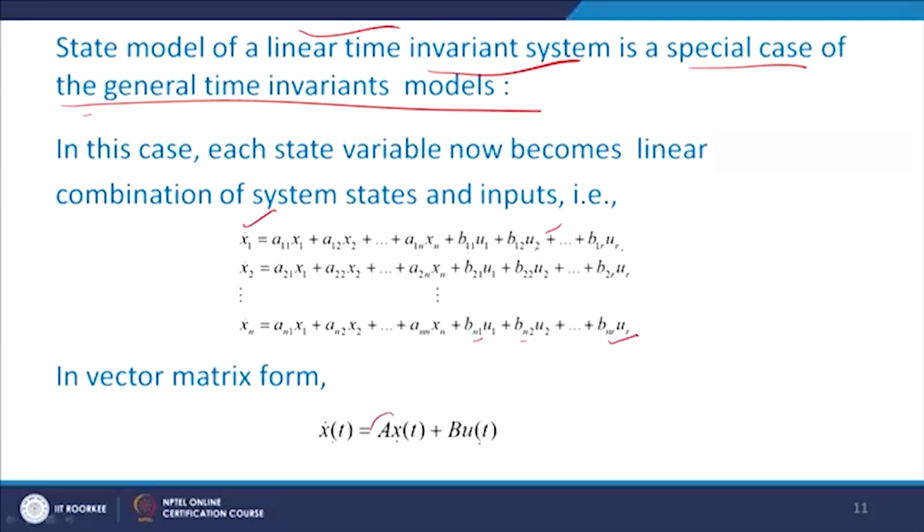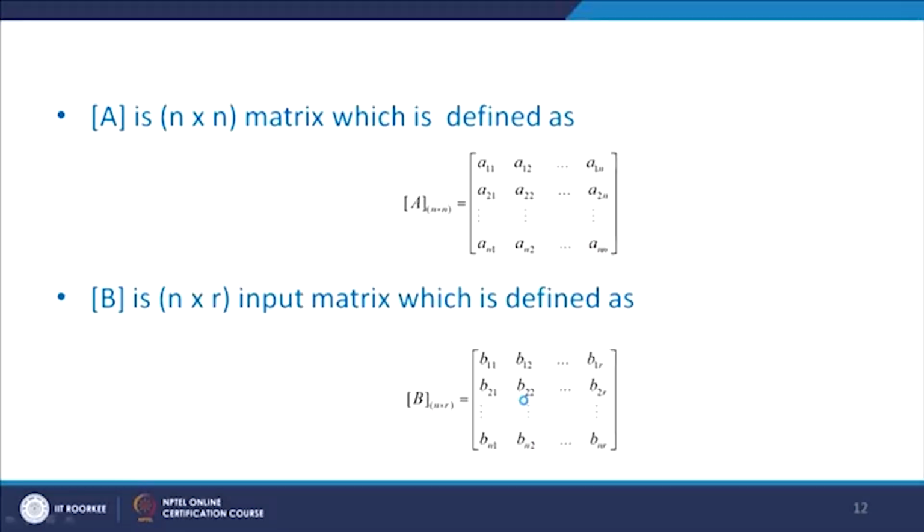where A we call the system matrix and B is your input matrix. So x dot equals Ax plus Bu is your state equation. The elements in A are written like this: a11, a12, a1n, a21, a22, a2n, up to an1, an2, ann, and B is of size n by r: b11, b12, b1r, b21, b22, b2r, then bn1, bn2, bnr.